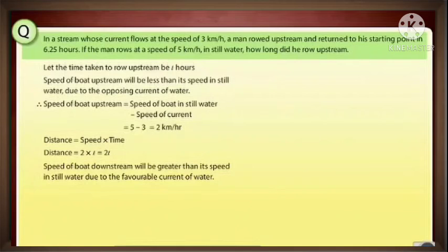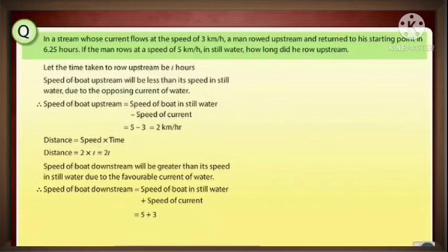Now, the speed of the boat downstream will be greater than its speed in still water due to the favorable current of water. Therefore, the speed of the boat downstream is equal to the speed of the boat in still water plus the speed of the water current. Therefore, the speed of the boat downstream is 8 kilometers per hour.